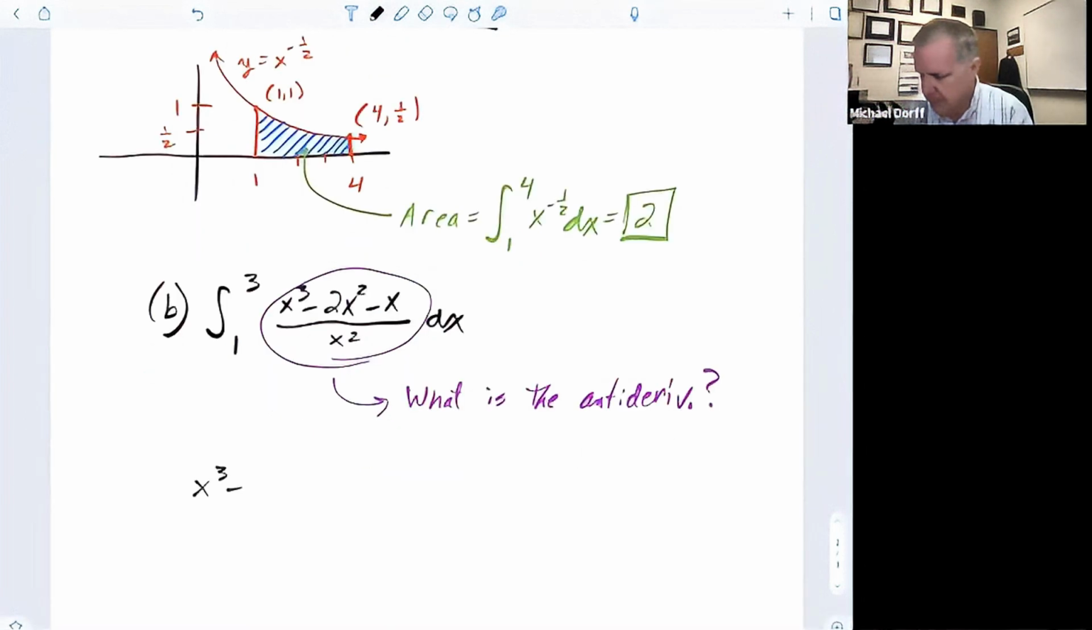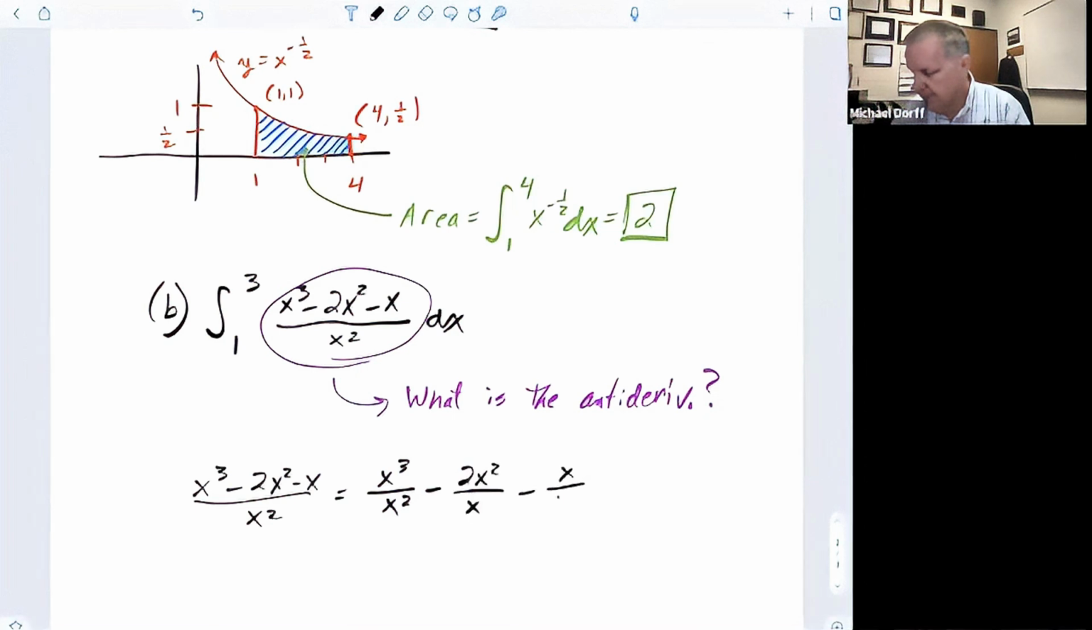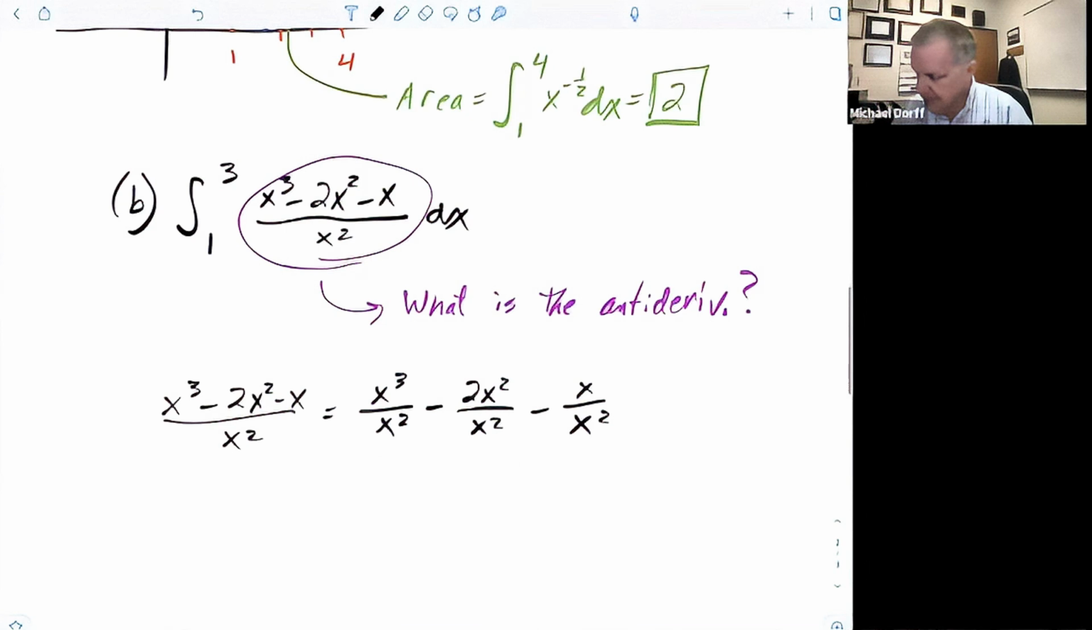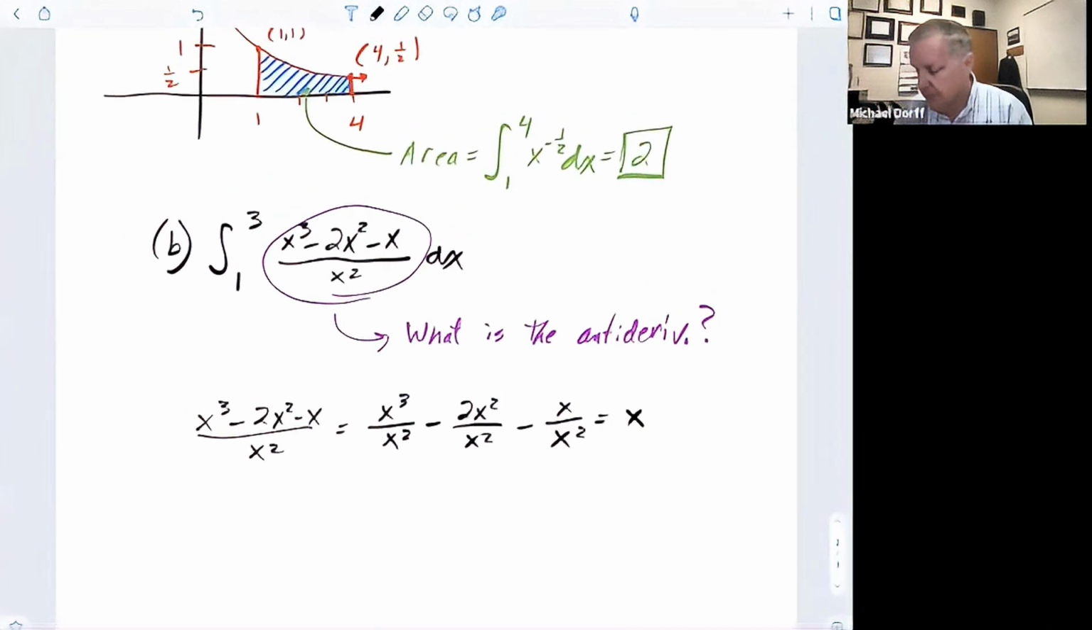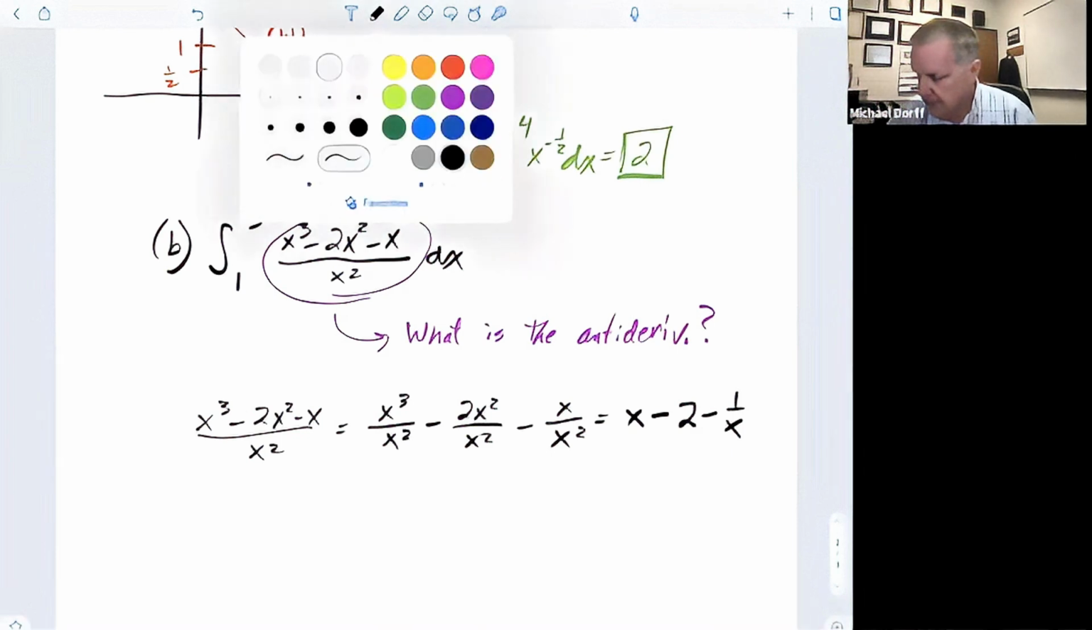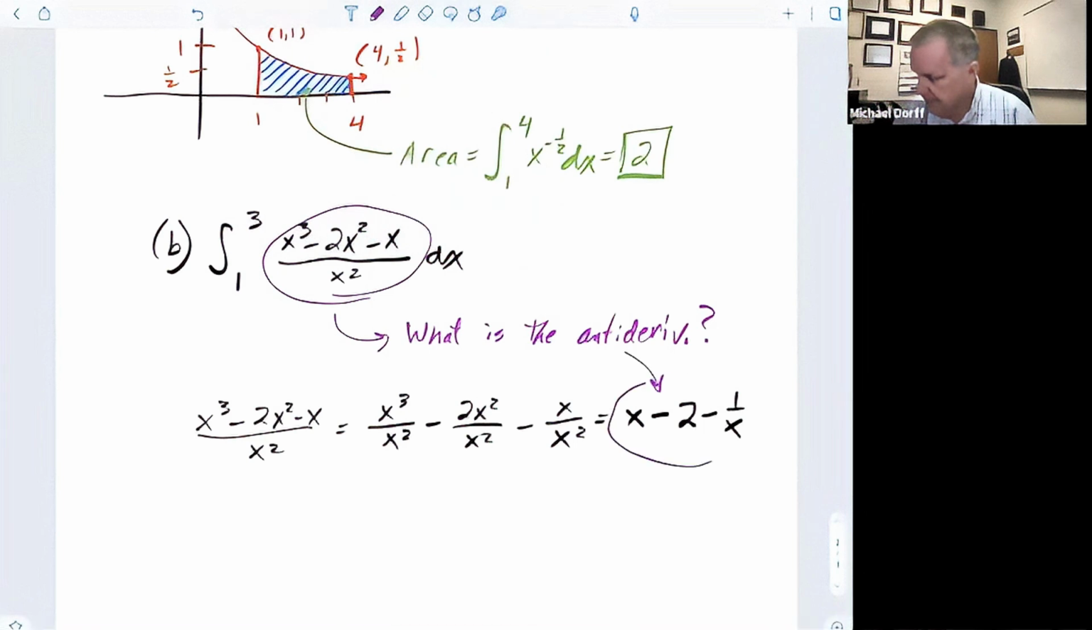So I've got x cubed minus 2x squared minus x over x squared. And I can rewrite that by putting each of the terms in the numerator over the denominator. And now I can simplify those terms: x cubed over x squared is x, minus 2x squared over x squared, so that's minus 2. And then I have minus x over x squared, which is minus 1 over x. So now I've rewritten my function to look like that. And so then I ask myself, what's the antiderivative of this function here?